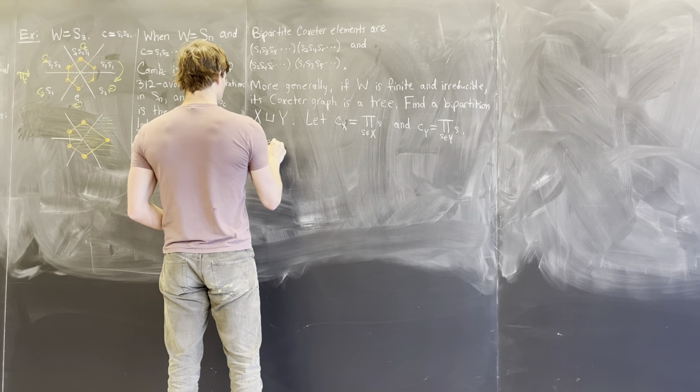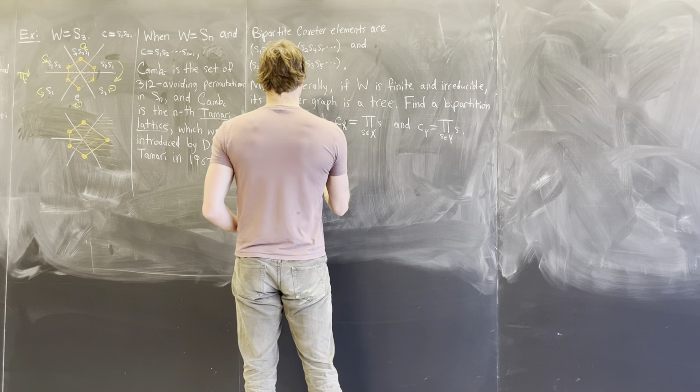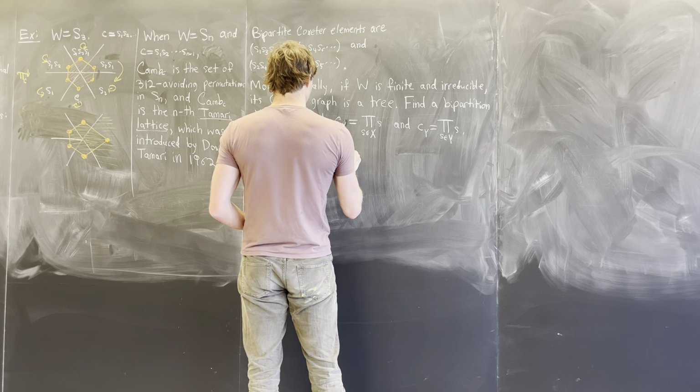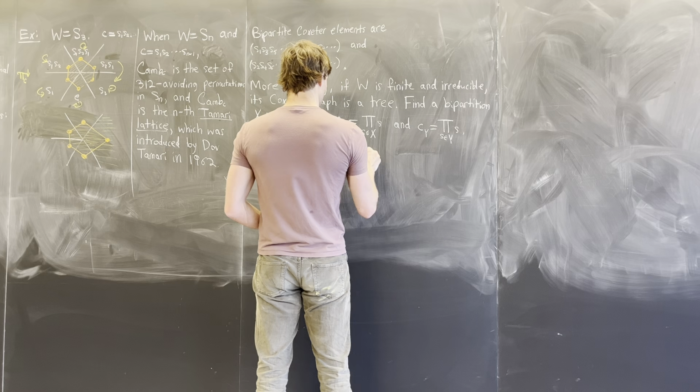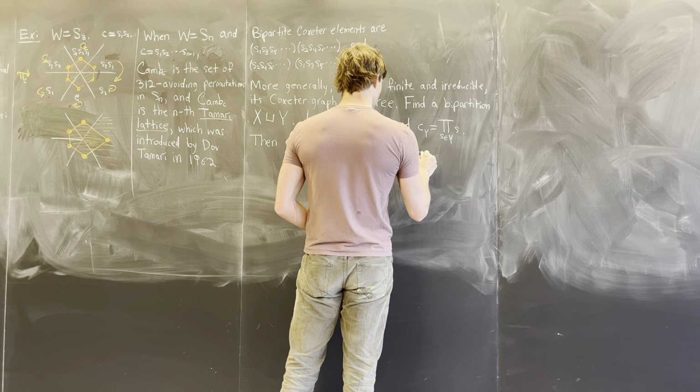Then if I take Cx, Cy, or I could take Cy, Cx, these are bipartite Coxeter elements.